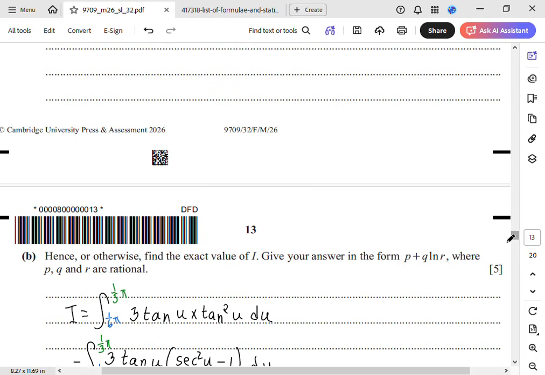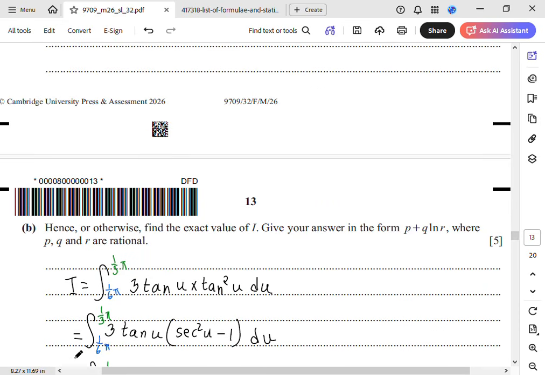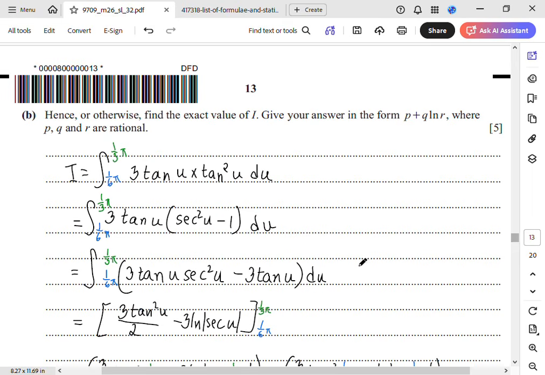So you have something like this: 3 tan cubed u du, right? So I'm going to separate them out. I'm going to break the tan cubed u as tan u times tan squared u. And I know that tan squared u is sec squared u minus 1, right? There's a reason why I'm doing this. It will become clear. So now if I multiply them, I get 3 tan u sec squared u minus 3 tan u, right? So I'll have to integrate this. Integration of this is easy, right?